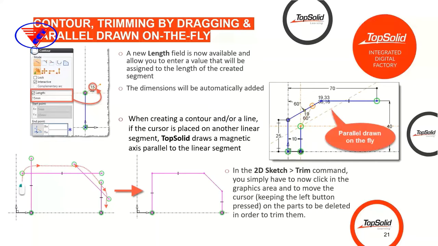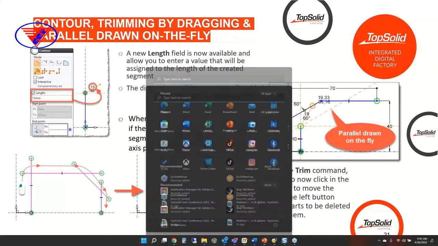Just to begin with, we're going to take a look at contour first. There's a couple of things that we did in contour. First is we added this length option so that when you're sketching a contour, you can type a length in and it will automatically dimension it once you place the second point. The second option is while you're sketching a contour, you can hover over another segment to borrow or automatically create an axis that's parallel to it so you can sketch dynamically parallel to that object. Let me show you what I mean.